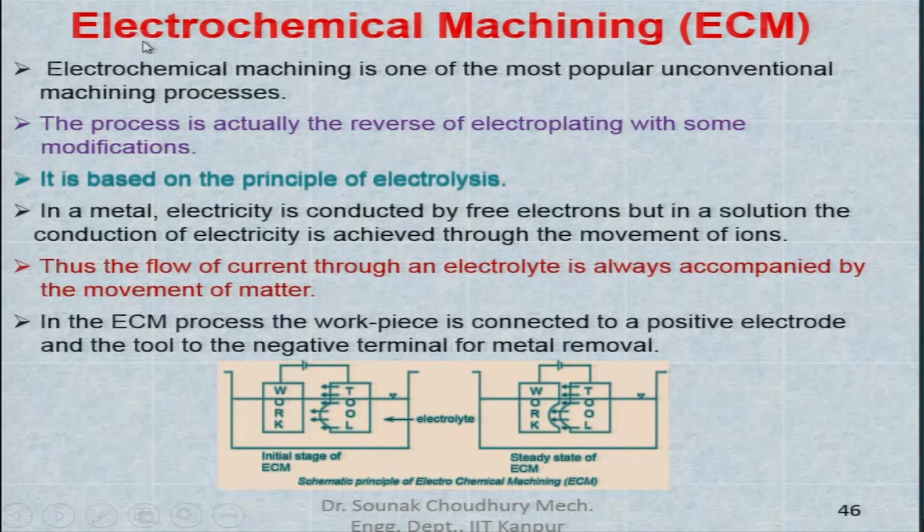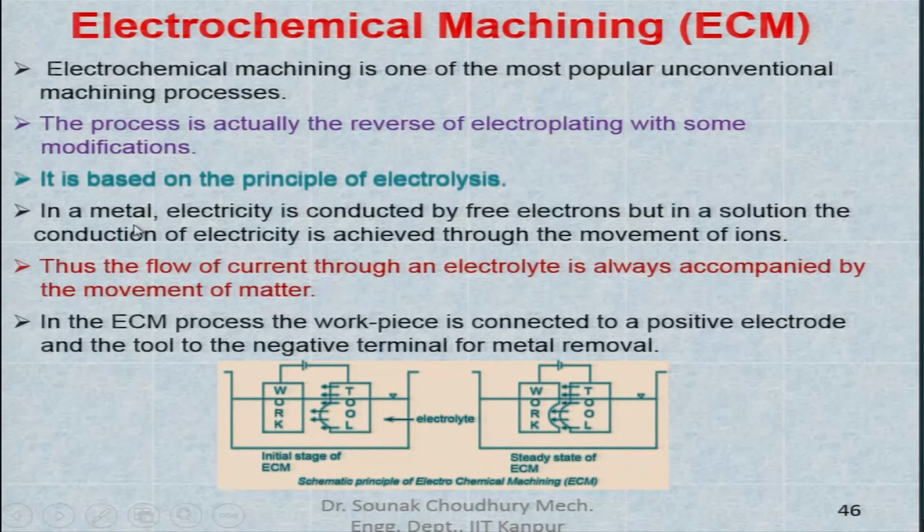Next in line of the unconventional machining processes is electrochemical machining, which is one of the most popular. The process is actually the reverse of electroplating with some modification. I already mentioned this in the beginning when I was introducing the processes. It is based on the principle of electrolysis, which we are all familiar with.